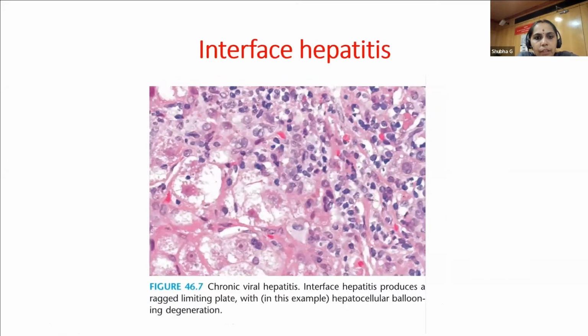Then coming to the interphase hepatitis. Interphase hepatitis refers to the limiting plate between the portal tract and the hepatocytes. Usually it's a distinct zone, but here because of the inflammation spilling over into the hepatocytes, the limiting plate is not clearly visible. So that is called as interphase hepatitis. So it has 2 components. One is the inflammatory infiltrate, and the other one is the hepatocytes, which are showing ballooning degeneration because of the inflammation. So we look for interphase hepatitis.